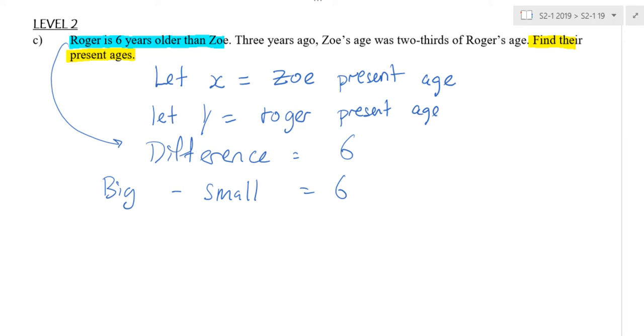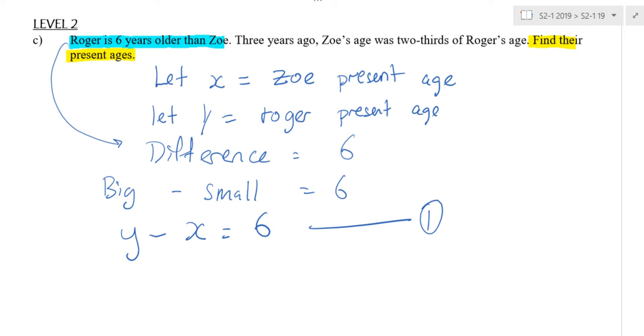5, 4, 3, 2, 1, next. Chloe, who is older? Roger. Roger is older. So I must take Roger minus Zoe equals 6. So I must take y minus x equals 6. This is equation 1. Does it make sense to you? Because Roger is older, right? So Roger is bigger. Bigger minus smaller number will equal 6. Is that okay?